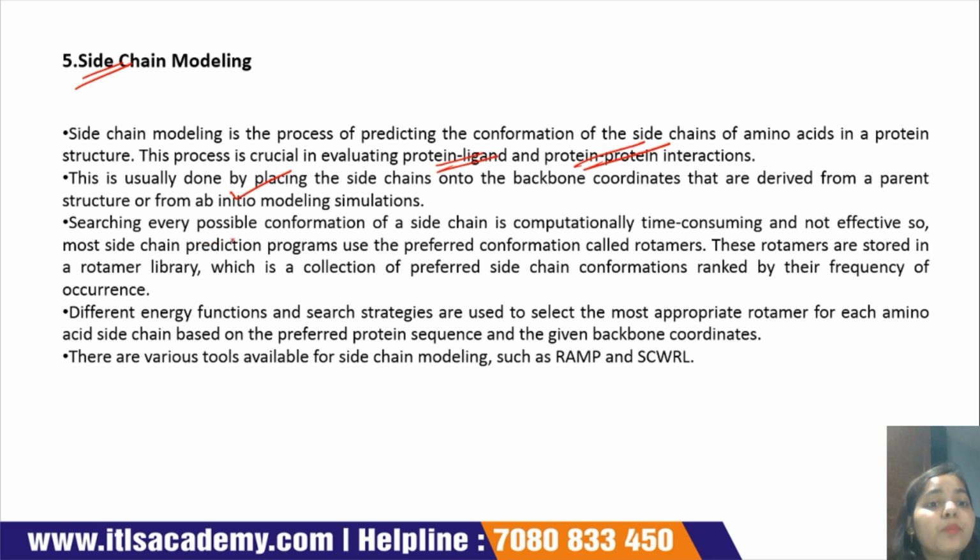Searching every possible conformation of a side chain is computationally time consuming and not effective, so most sidechain prediction programs use preferred conformations called rotamers, and these rotamers are stored in a rotamer library, which collects preferred sidechain conformations ranked by their frequency of occurrence. Different energy functions and search strategies are used to select the most appropriate rotamer for each amino acid side chain based on the protein structure and given backbone coordinates.